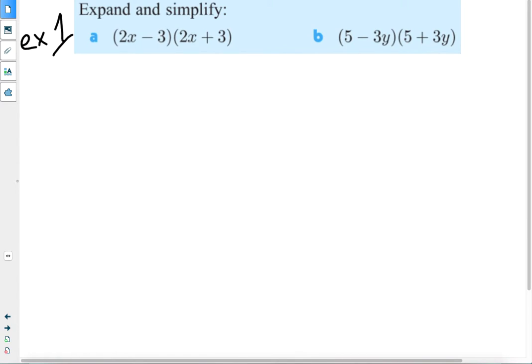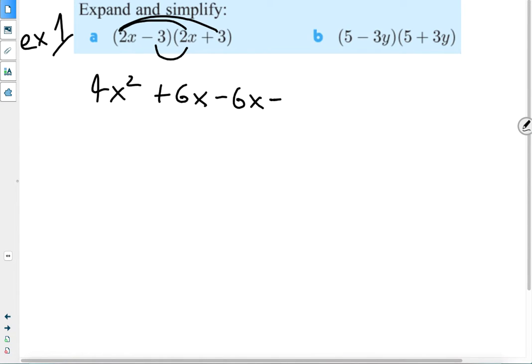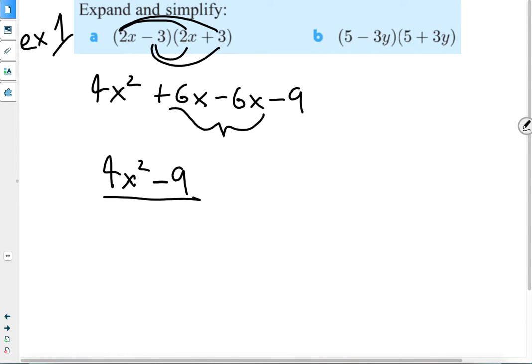So here let's do an example, example 1. As I multiply this out, I get 2x times 2x is going to be 4x squared. Then 2x times 3, I get plus 6x. Then notice here, minus 3 times 2x is a minus 6x. And then a minus 9 from negative 3 times 3. So notice here I should always expect my middle two terms to be opposites and cancel out, and I get 4x squared minus 9.